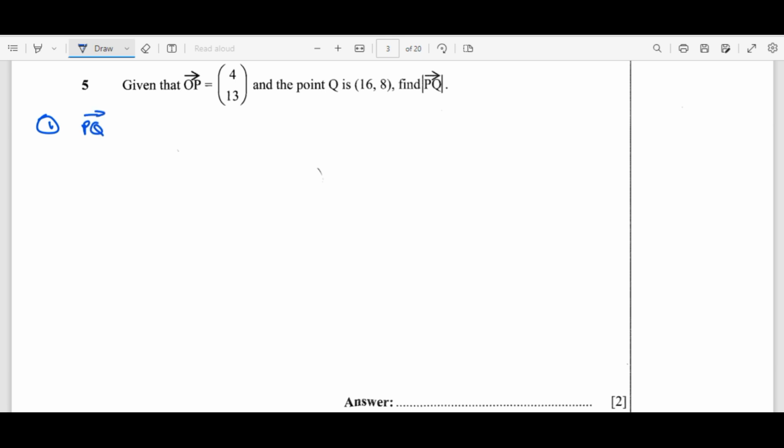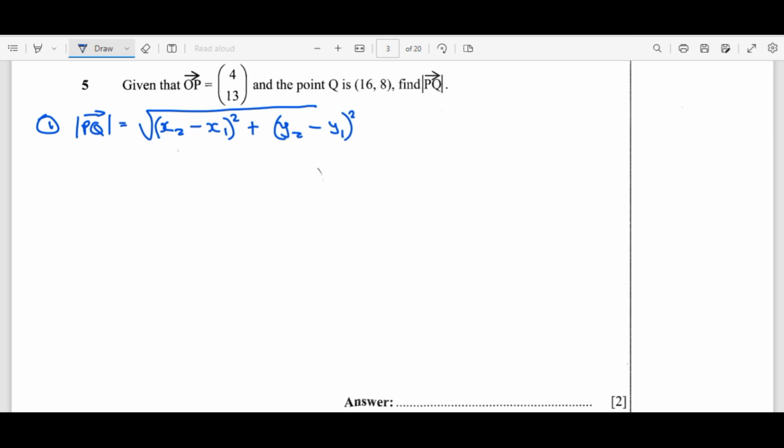For PQ, you're going to use the formula under coordinate geometry. So you would say (x2 minus x1), close the brackets and raise to the power 2, plus (y2 minus y1), raised to the power 2. So in this case, what do we have?